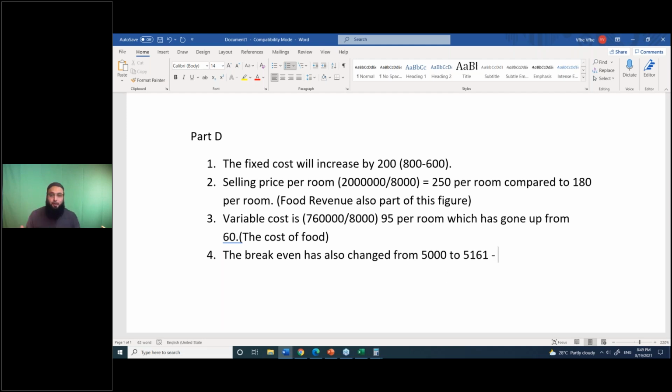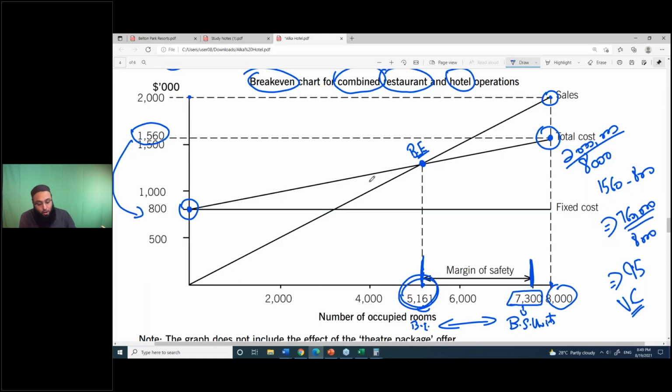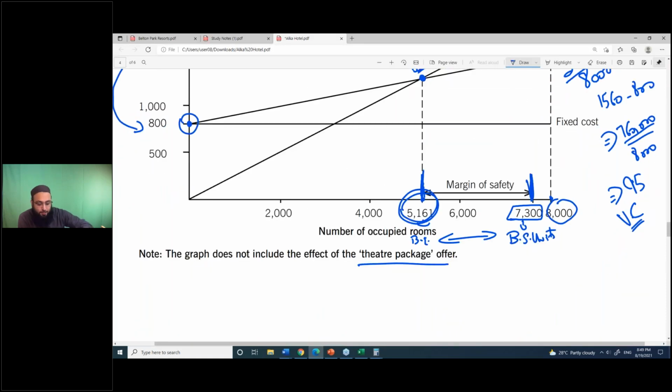More number of rooms you need to sell. But the point here is because your fixed cost has gone up. Okay, the major reason is that your fixed cost has gone up. That's why your break even has gone up. But you have to keep one thing more in your mind, is that your budgeted units, because this is MOS. Okay, so if you work out the margin of safety, keeping in mind your budgeted units, so let's see what is the answer of MOS here.